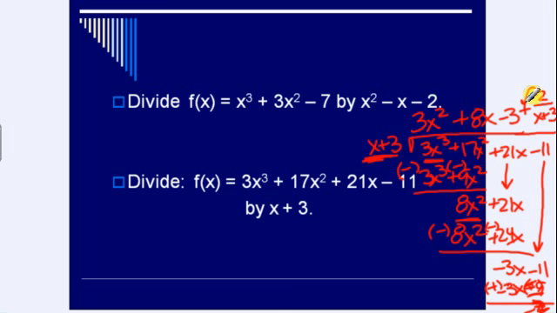In the next lesson, we will look at synthetic division. Synthetic division is faster and easier, but we're limited on when we can use it. So tune in next time for synthetic division.